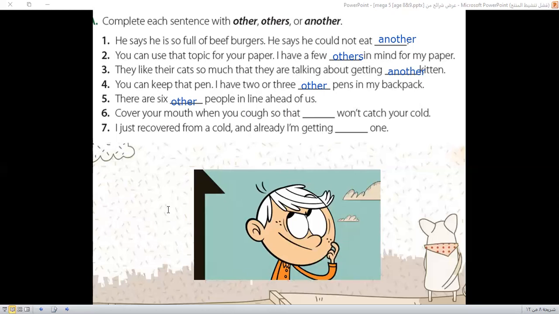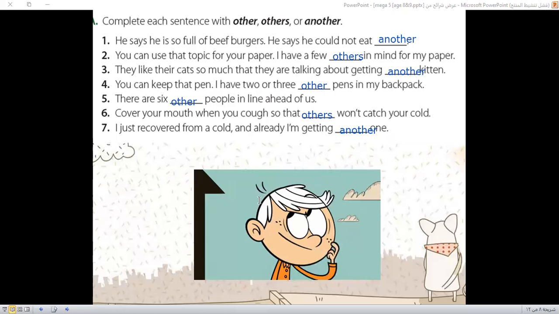Cover your mouth when you cough so that others won't catch your cold. Who will catch the cold? Yes, Ranim. Others. Yes, so that others won't catch your cold. I just recovered from a cold and already I'm getting another one. Yalla Lama. Another. Thank you. Another, because one is singular. That's why I'm using another one.